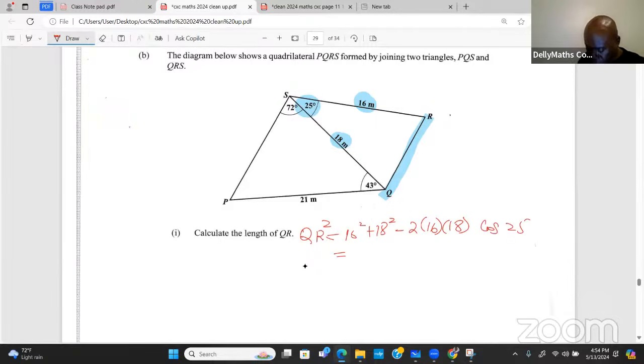16 squared is 256. 18 squared is 324. And then I'm going to put all of this on my calculator right now. So you're talking about negative 2 times 16 times 18 times the cosine of 25. And what am I getting? Getting minus 522.03. I'm going to leave that. All right? So from this now, we could just sort this out. So we're talking about 256.